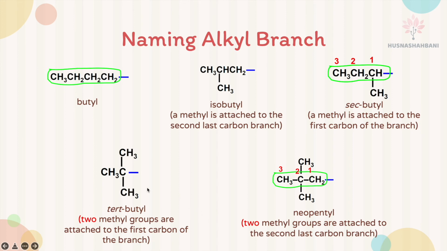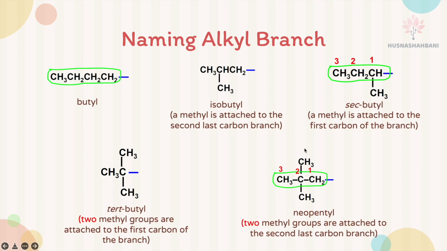Next, third butyl. Butyl, total number of carbon in the branch. Third means there are 2 methyl groups attached to the first carbon of the branch. This is the first carbon of the branch because this carbon attached to the parent chain. Carbon 1, carbon 2. And then, if there are 2 methyl groups attached to carbon number 1, the name is third butyl because total number of carbon are 4 carbons in total.